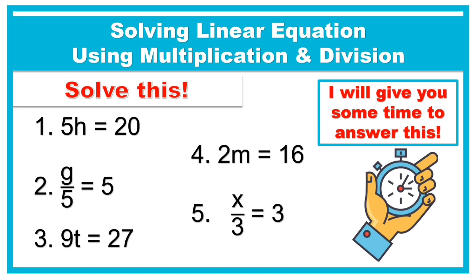In solving linear equations, our first goal is to isolate the variable. How we isolate the variable depends on the operation. We have to use the inverse operation. If the given problem uses multiplication, we have to do division. If the process is division, we have to do the inverse operation, which is multiplication.